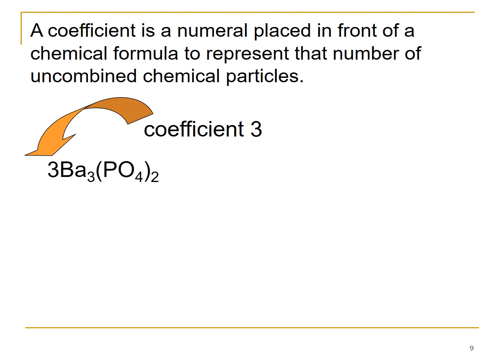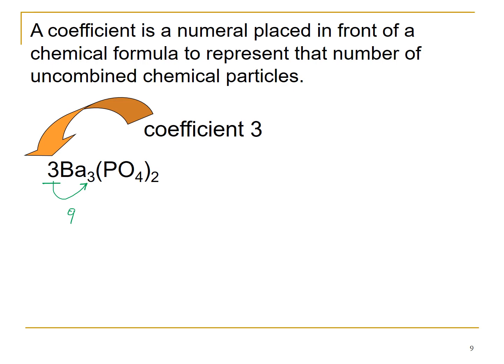Now the coefficient is a number that is placed in front of the formula. If we put the number before the formula, that just means that I have 3 molecules of this compound. So for example, if it's 3 here, and I want to know how many barium atoms or ions I have, then I'm going to multiply 3 times 3 here. So that will be 9.